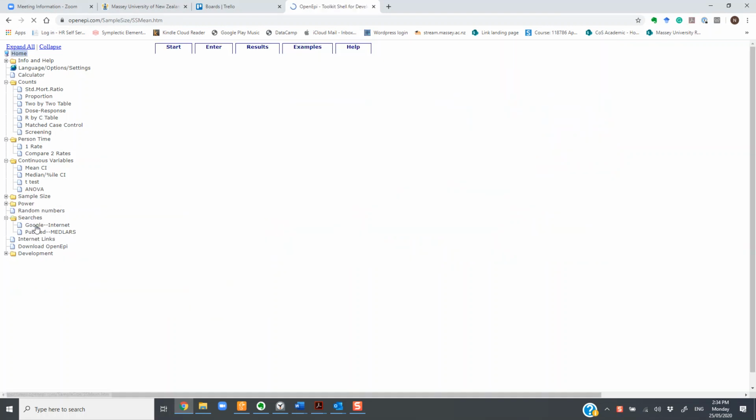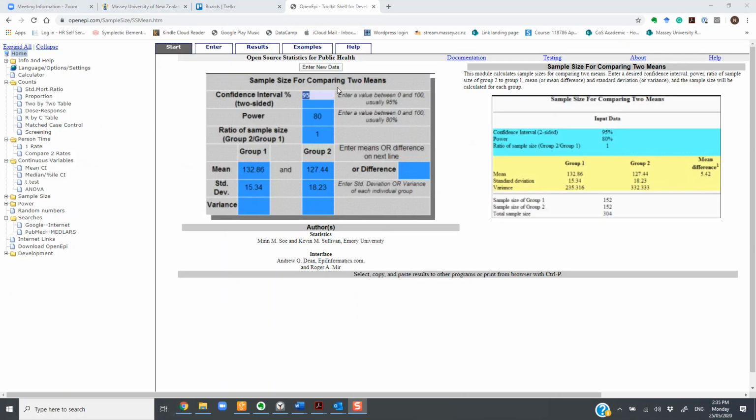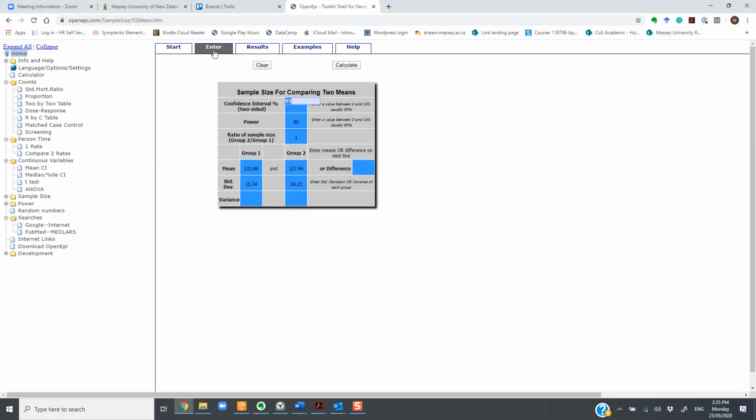It's a mean difference. By default, when the pages open, they just open on a standard start page for which you can't enter any information. Okay, so as you can see here, it's just a start page that gives you an idea of what it looks like and what the outcomes will look like. We click on the Enter tab.